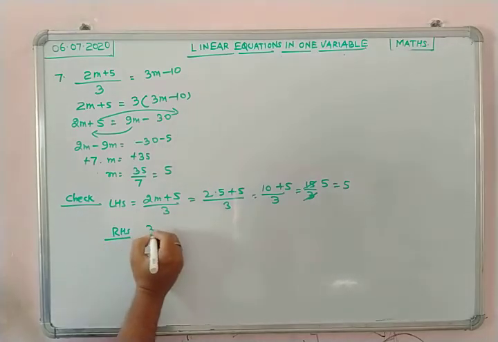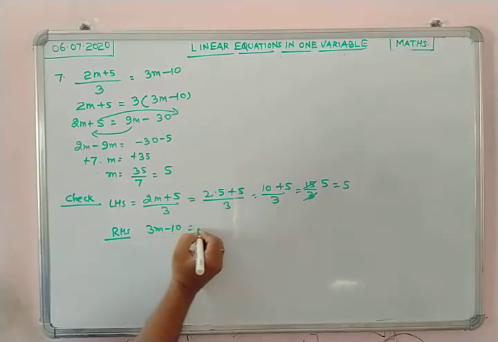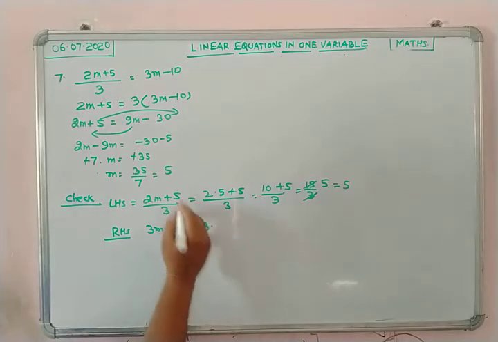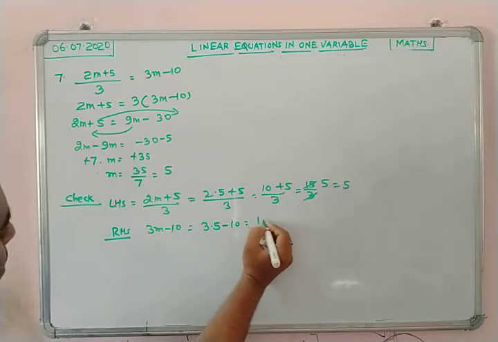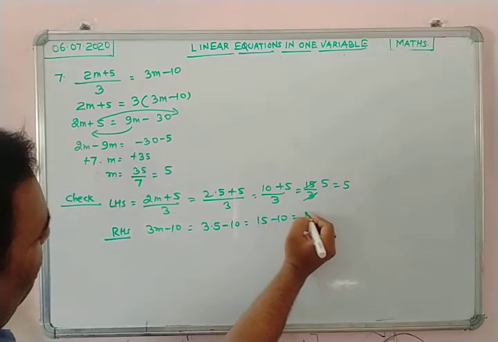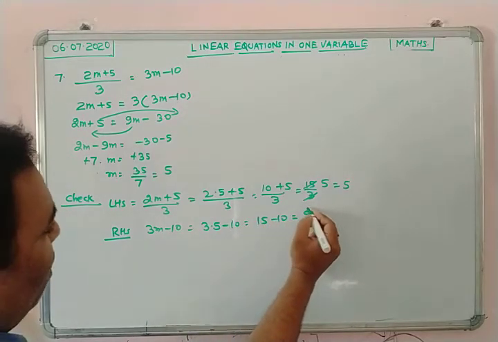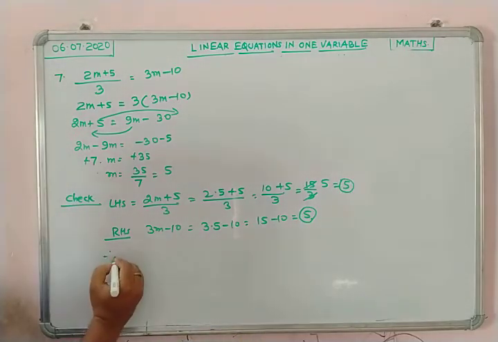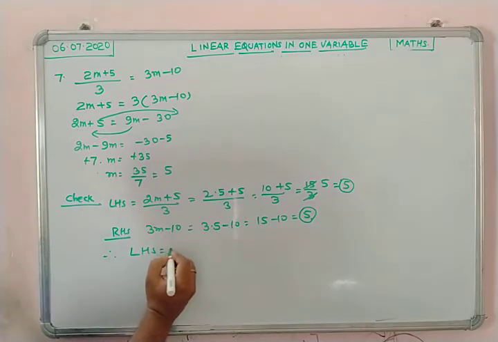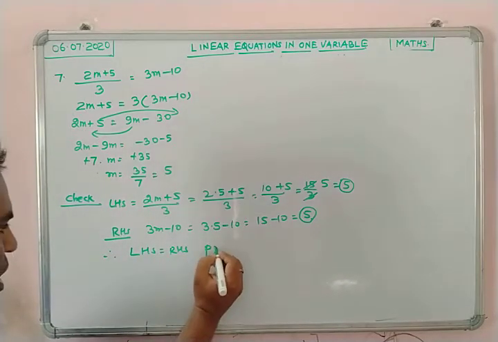Now let's see the RHS case, 3m minus 10. So 3 into 5 minus 10, that means 15 minus 10, which is 5. Once again, LHS and RHS are equal. You can see here. Hence, LHS equal to RHS proved.